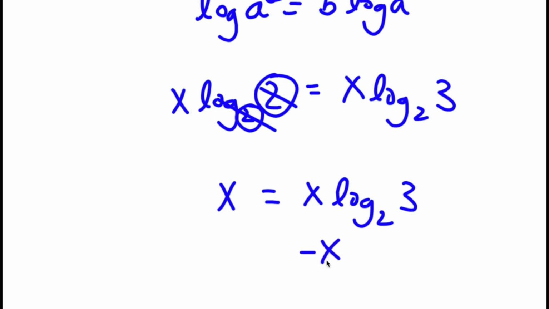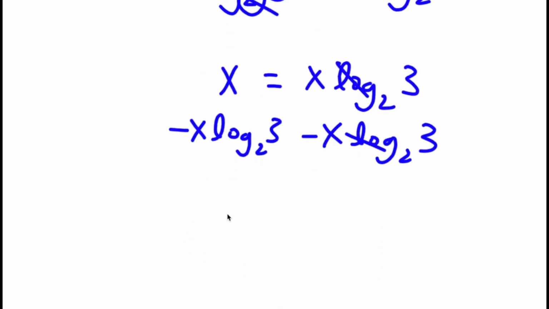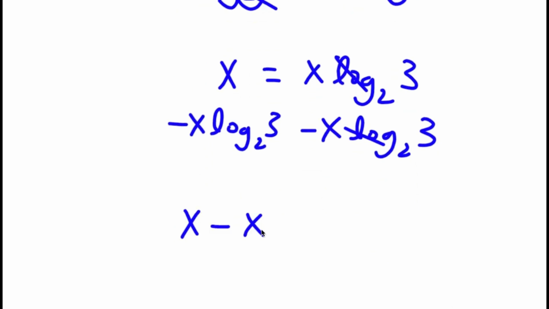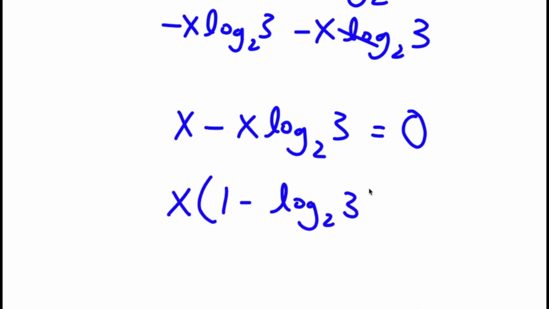Now, I'm going to subtract x times log base 2 of 3 on both sides. So these two cancel out. And now I'm left with x minus x log base 2 of 3 is equal to 0. So now I'm going to factor out x from the left-hand side. So now I have x times 1 minus log base 2 of 3 is equal to 0.